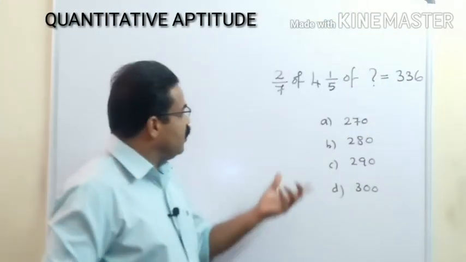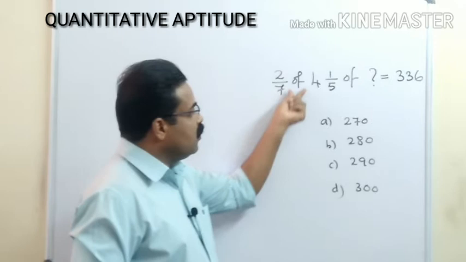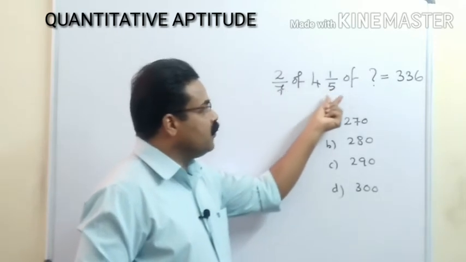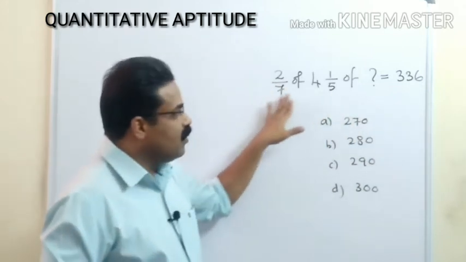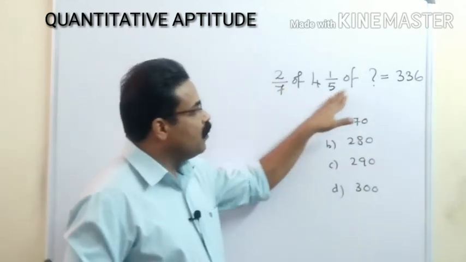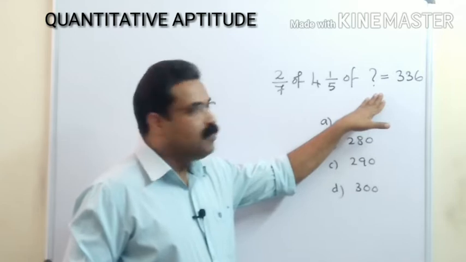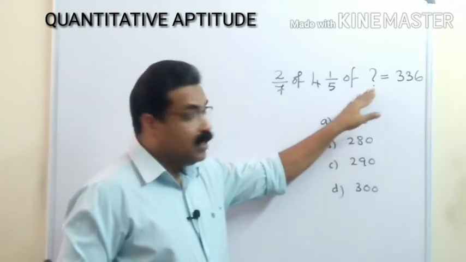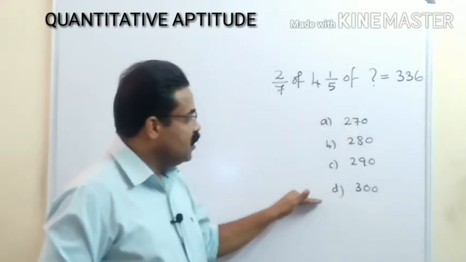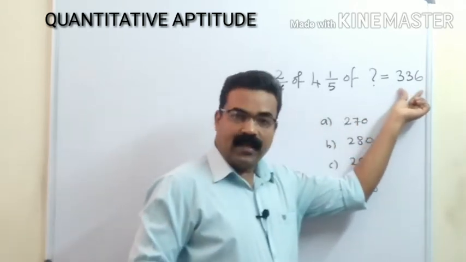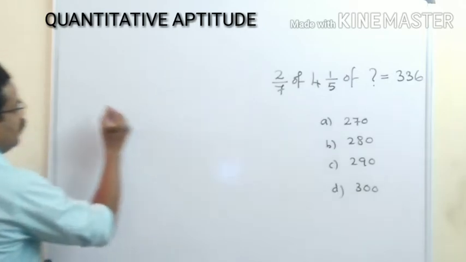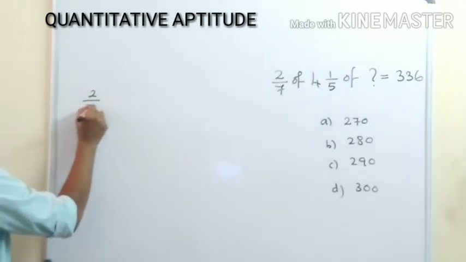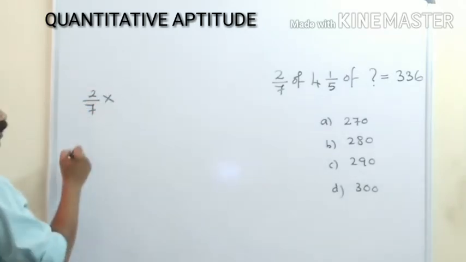So the next question is 2 by 7th of 4 by 1/5 of a number is equal to 336. 2 by 7 of 4 1/5 of question mark. In place of question mark, you have to find out which option will come out of this so that you get the answer 336. So now let us take this question here. 2 by 7 of will become multiplication.